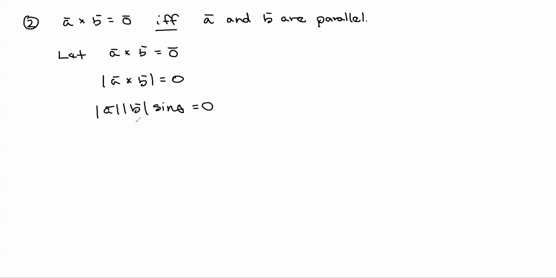And then again, we're assuming that neither A nor B is 0. If neither A nor B is 0, that means that these are positive quantities that we could divide out. And so we'd end up with sine theta equals 0. And if sine theta equals 0, then theta equals 0. If theta equals 0, then it's saying that the angle between the two vectors is 0. So the vectors effectively are parallel. Vectors A and B.